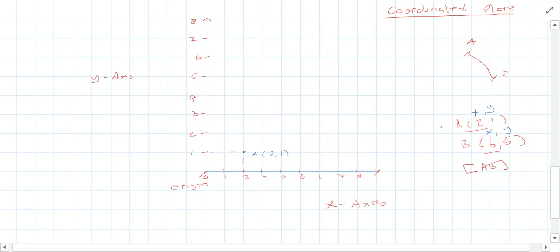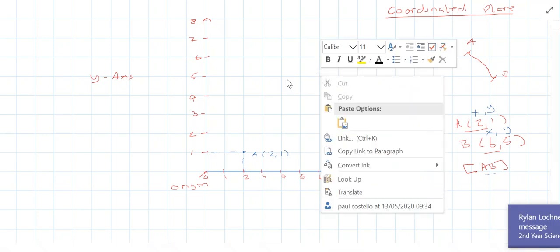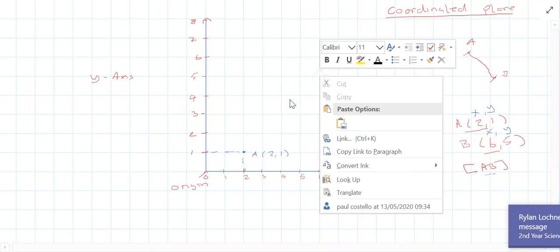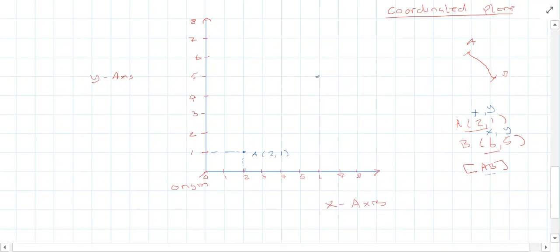Now we need to put in the second coordinate, which is point B, so a line segment has 2 points. The x coordinate is 6, so it's over here, and the y coordinate is 5, so it's up here. So this is our point B. We can call this point B, like so, 6, 5. So that's point B.